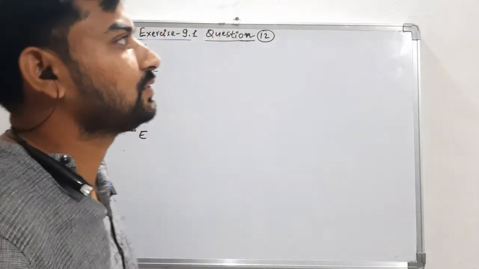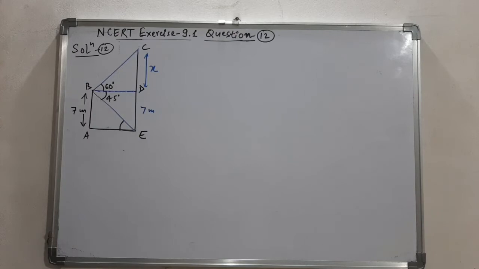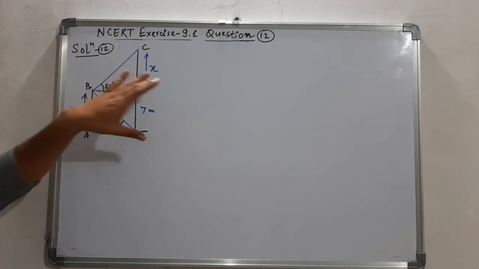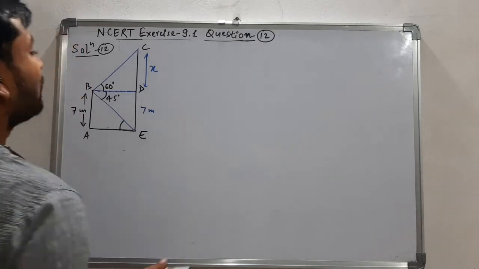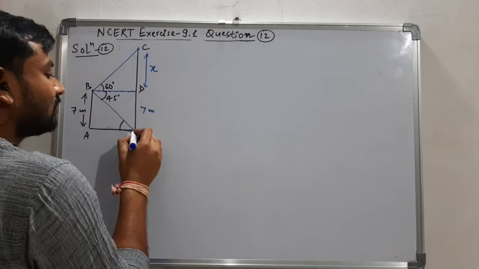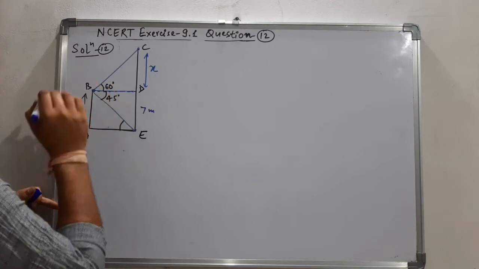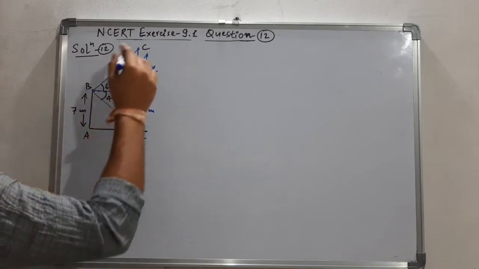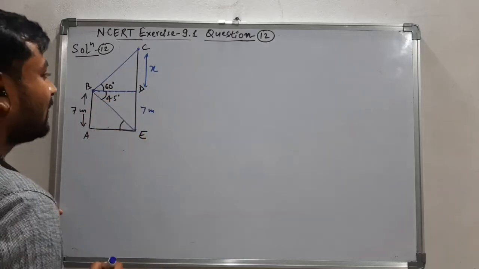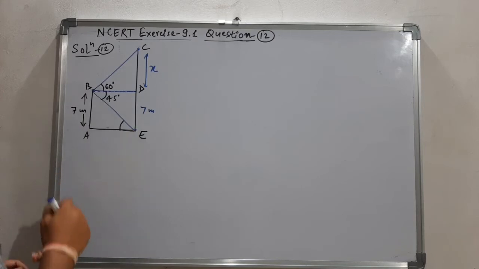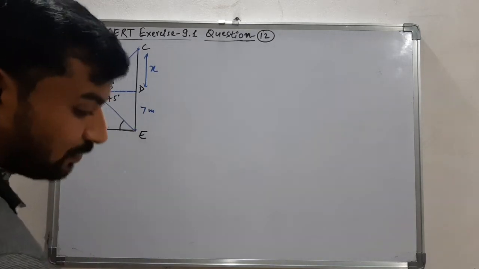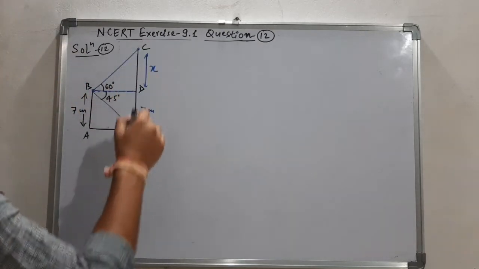Okay, and the situation is something like this. Here we have a building and a tower, they are very near to each other. The height of building is given to us as 7 meters. Now from the top of building we are watching the top of the tower and the base of tower. The angle of elevation from this top of the building to the top of tower is 60 degree, and the angle of depression for the base of this tower is 45. We have to find the height of tower, means we need this distance CE.